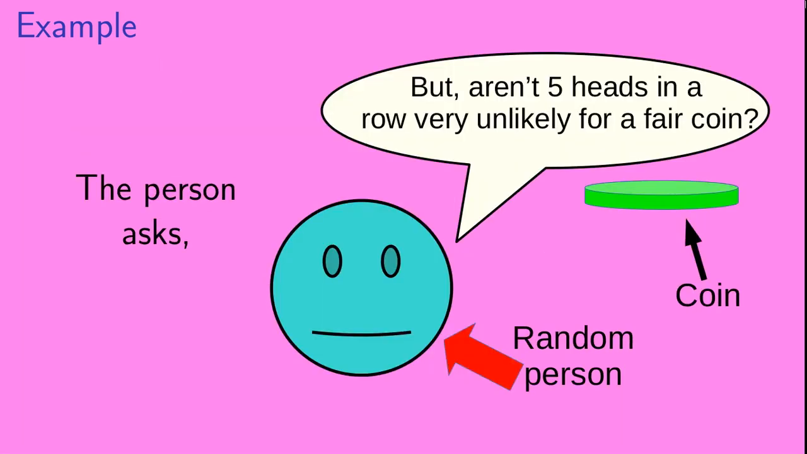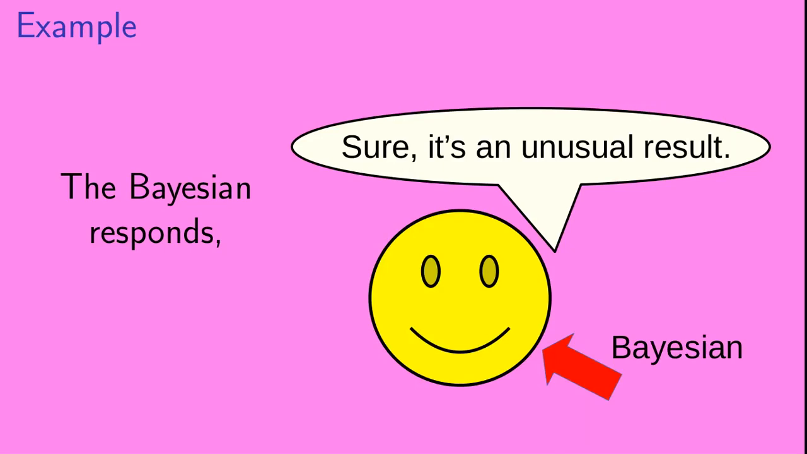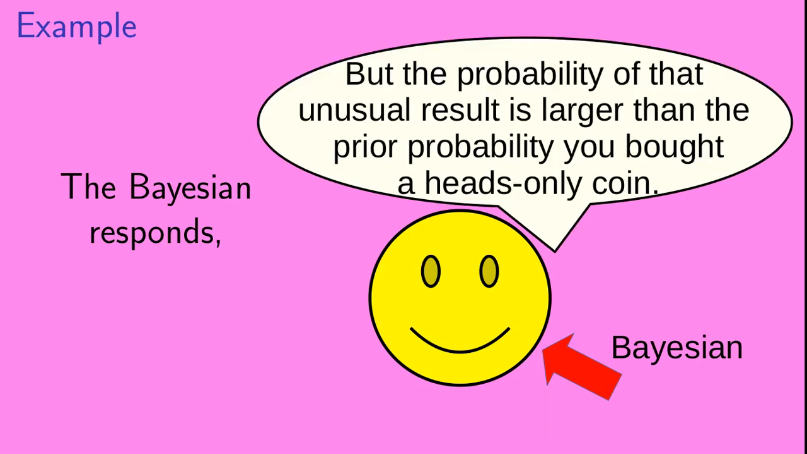The person looks confused. They ask, "But aren't 5 heads in a row very unlikely for a fair coin?" The Bayesian responds, "Sure, it's an unusual result, but the probability of that unusual result is larger than the prior probability that you bought a heads-only coin."